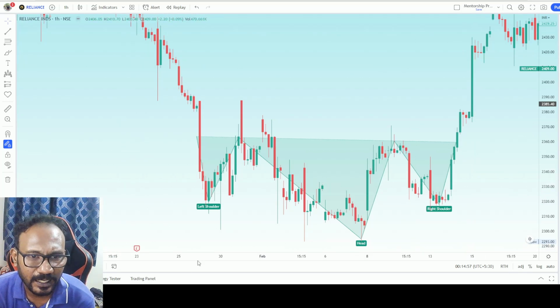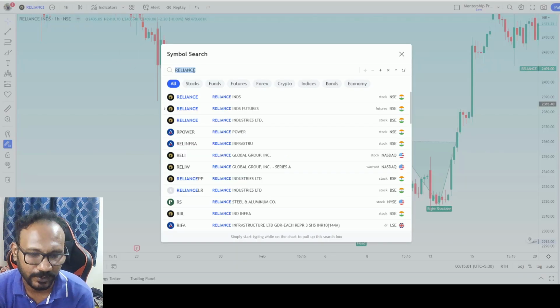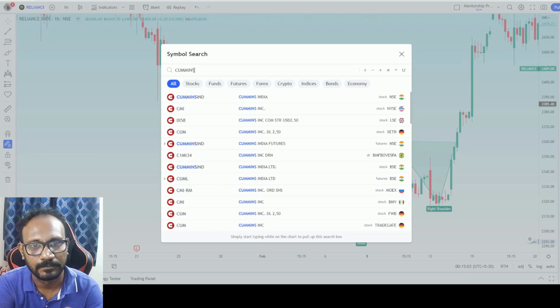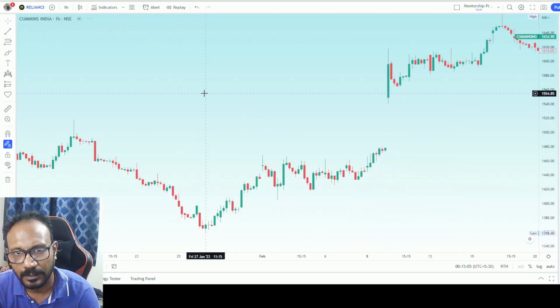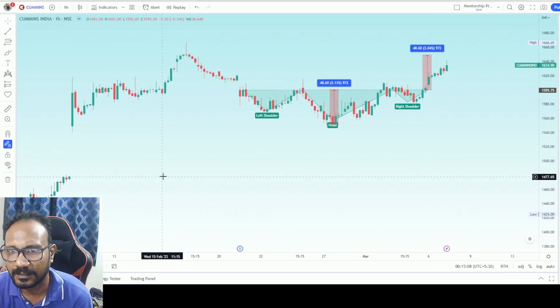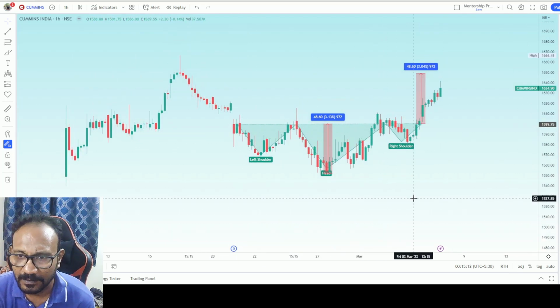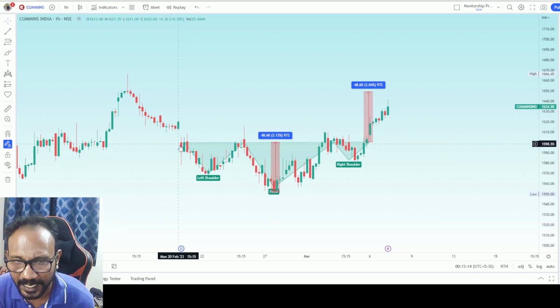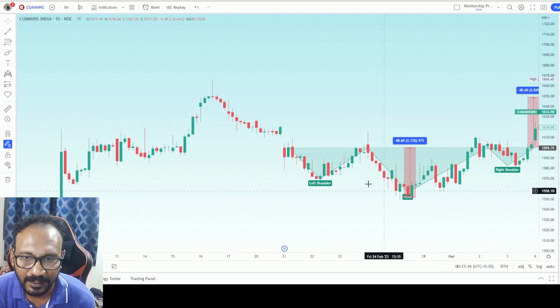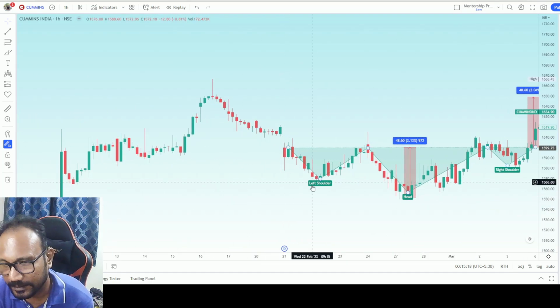The next one in our list is Cummins India. So let's go to that, Cummins India. So this one, yeah, we have a perfect head and shoulder. Sometimes you see that there is a gap, right? There is a gap. Now, how do we read this?